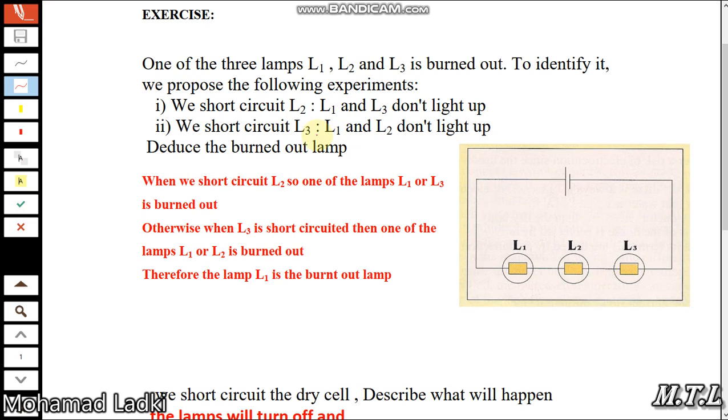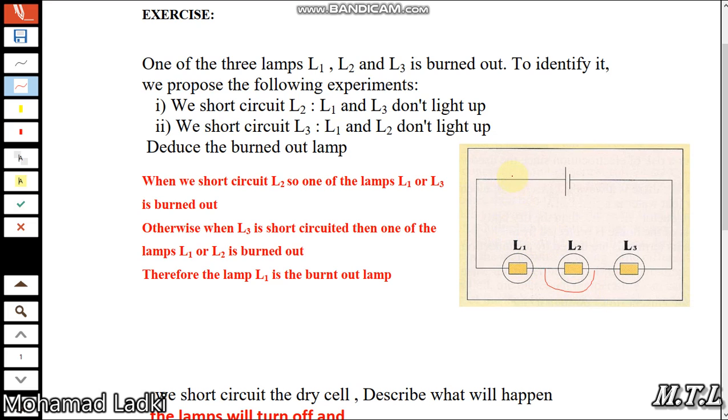Hello, the correction for the application about short circuit. One of the three lamps L1, L2, and L3, as shown in the adjacent circuit, is burned out. To identify it, we propose the following experiments. First, we short circuit L2. We connect a wire across the terminals of L2.